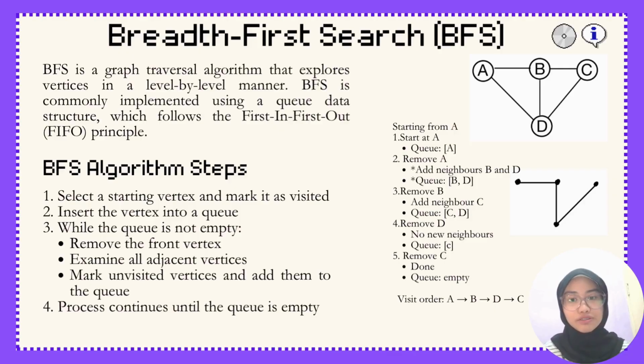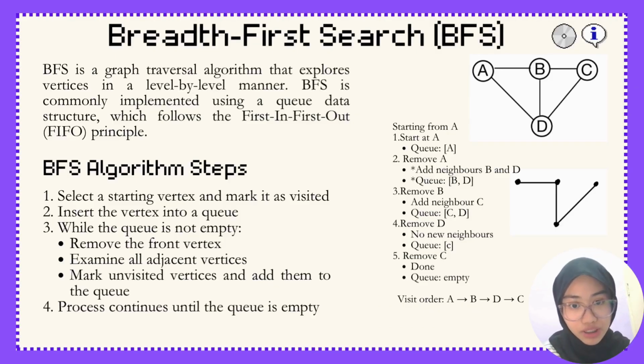The steps are: first, we select a starting vertex and mark it as visited. Insert the vertex into a queue. Then, while the queue is not empty, remove the front vertex, examine all adjacent vertices, mark unvisited vertices, and add them to the queue. The process continues until the queue is empty. Let's take a look at an example here.